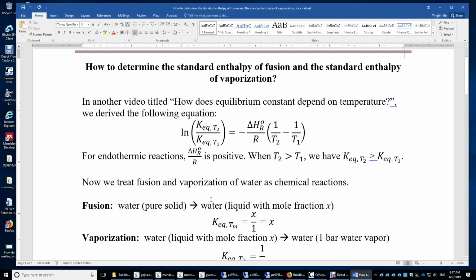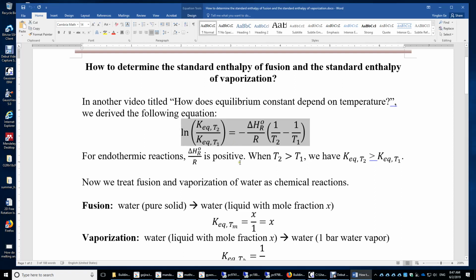In this video, I will show you how to determine the standard enthalpy of fusion and the standard enthalpy of vaporization. In another video titled How Does Equilibrium Constant Depend on Temperature, we derived this equation, assuming the standard enthalpy of reaction does not change with temperature, given a small or moderate temperature change.